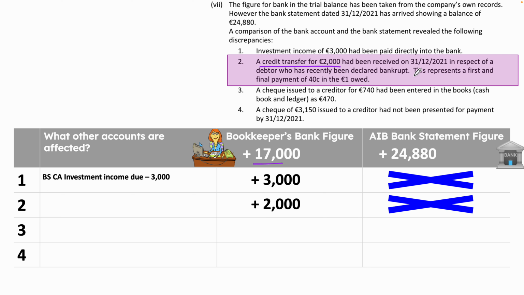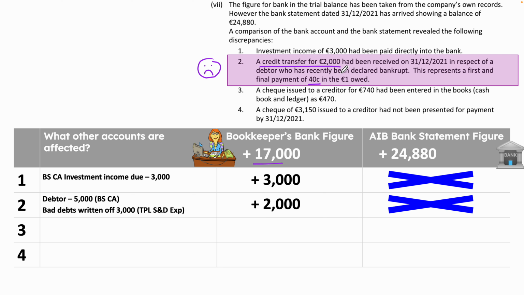Now, 2,000 had been received in respect of a debtor who has recently been declared bankrupt. This represents a first and final payment of 40 cents in the €1 owed. This is not good news. This is sad, because they're saying now we will not receive the other 60%. The debtor's gone bankrupt. We will not receive the other 60%. So that is bad news. Just remember, in every single final account question, they always have a bad debts written off or bad debts recovered question. So here we've got 2,000 into the bank and we're going to have 3,000 that we're never going to receive from this debtor.